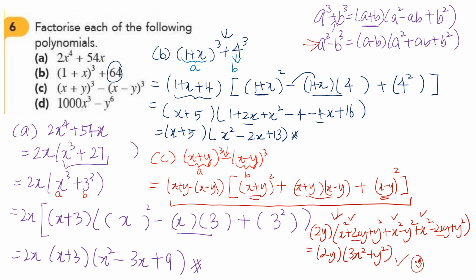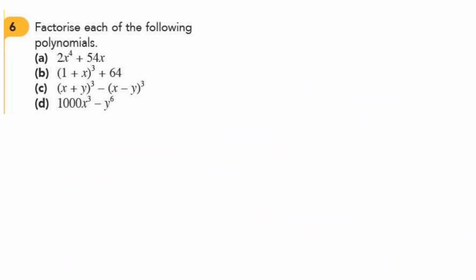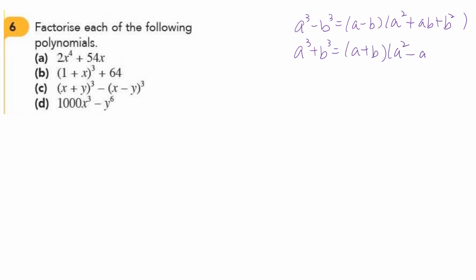All right, I don't think we have space to do part D. So I'll meet you in the next slide. Right, so let's look at 6D, but before that, let's write down the formula again for a cubed minus b cubed. That will be a minus b first, followed by a squared, then plus ab, then plus b squared. Then a cubed plus b cubed will give you a plus b, then followed by a squared, then minus ab plus b squared. Okay, so let's look at 6D.